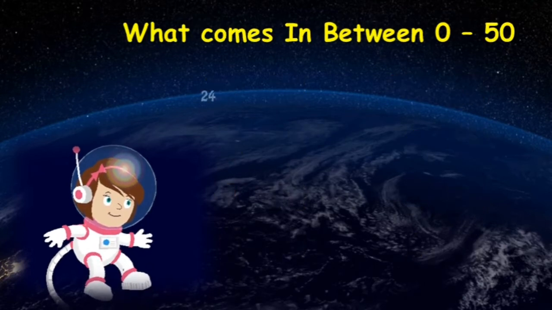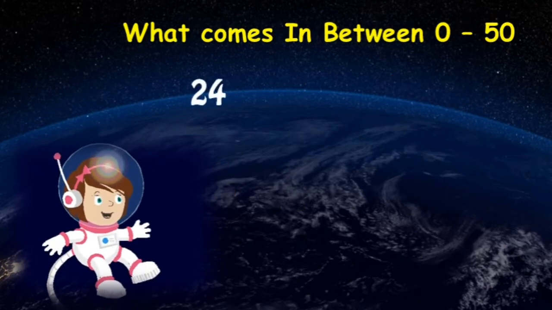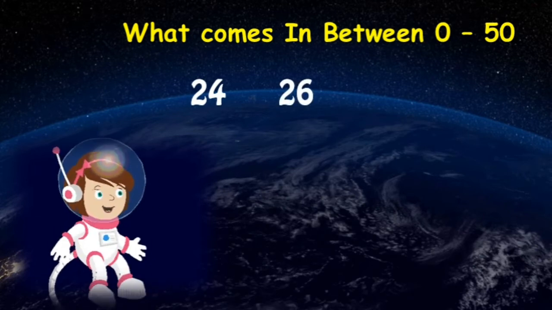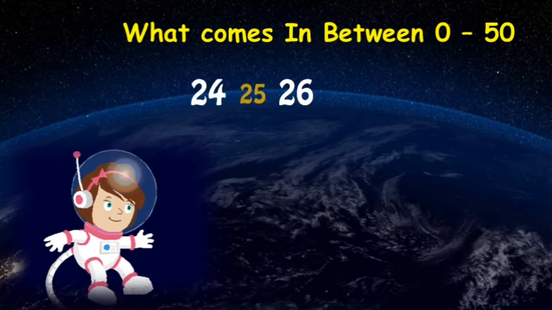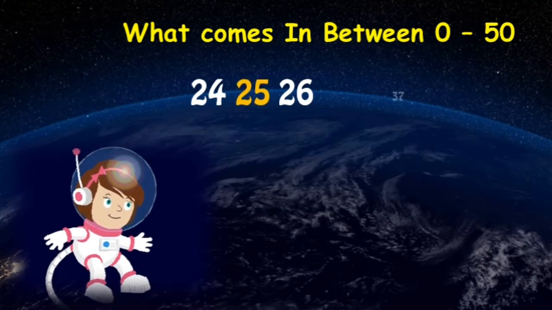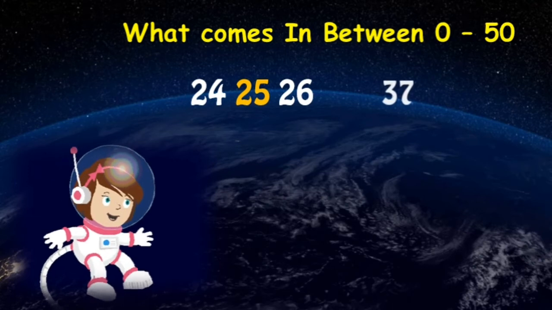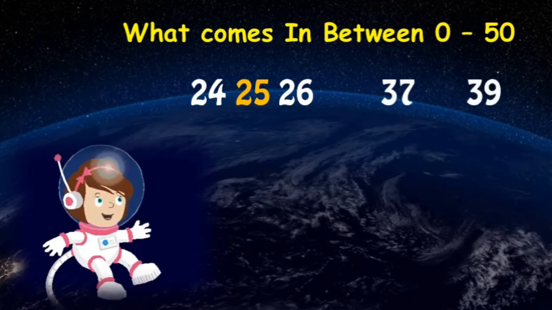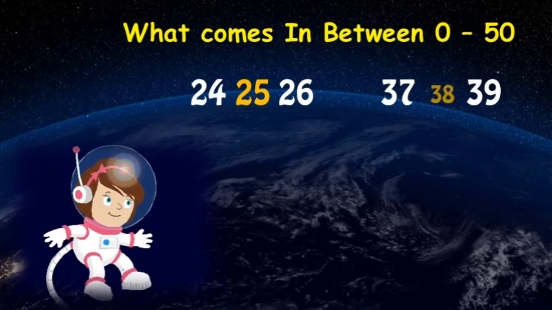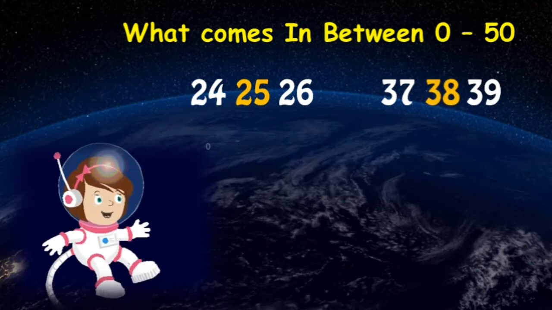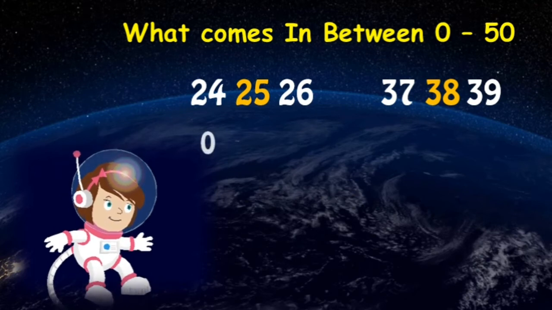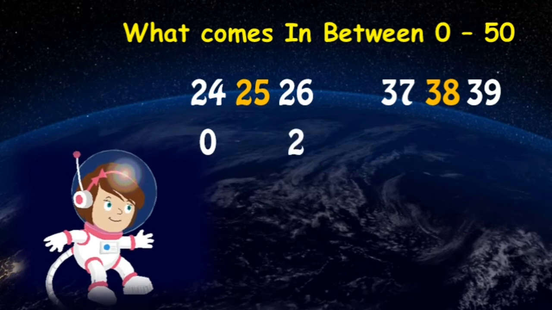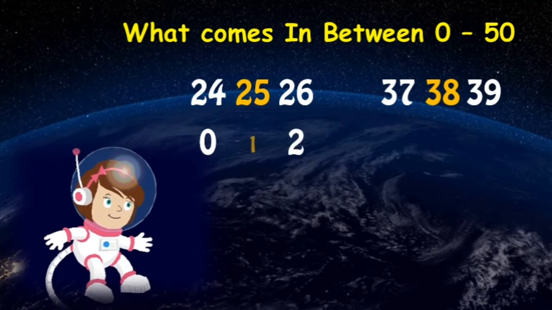What comes in between? What comes between the number 24 and 26? Children, what comes in between? Number 25. Very good. Let us move on. What comes between 37 and 39? What comes in between? The number 38. Very good, children. What comes between 0 and 2? Can you tell me what comes between 0 and 2? The number 1.